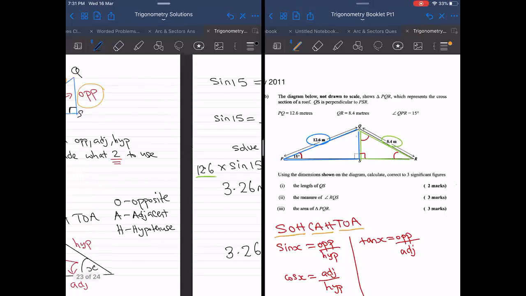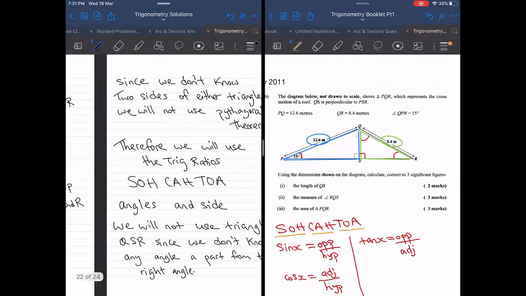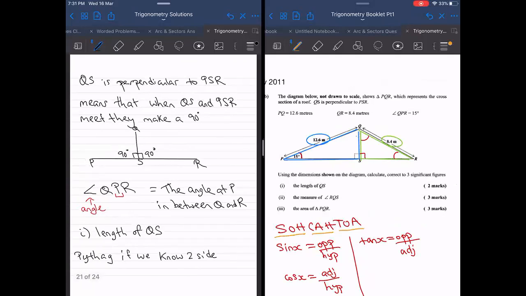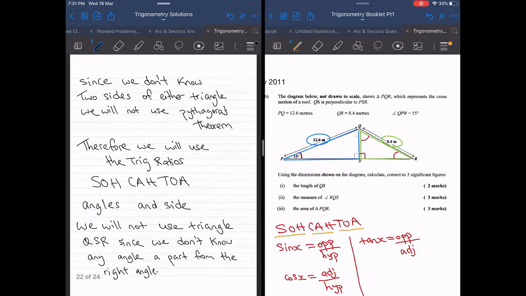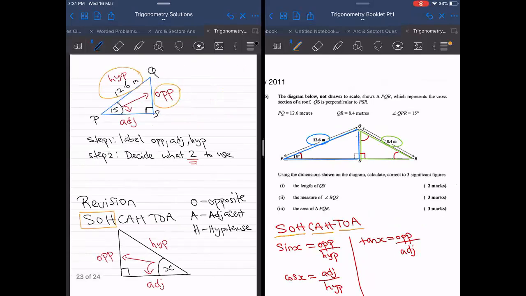I'm going to go back from the first page. I see one question coming shortly. So we already spoke about the perpendicular. Then we said we're going to use QS, we're going to use triangle QPS, I should say.